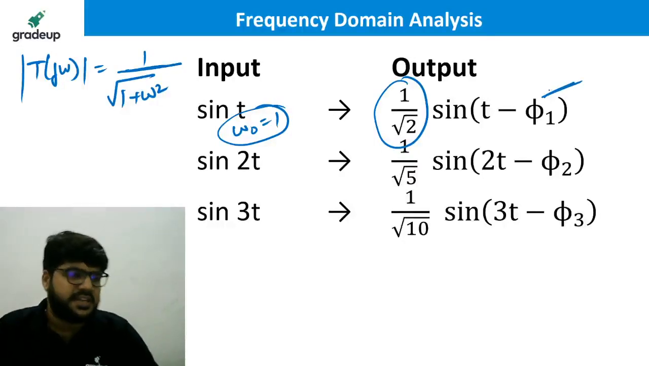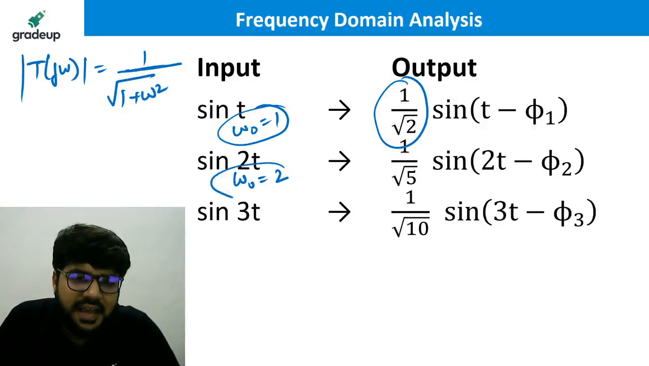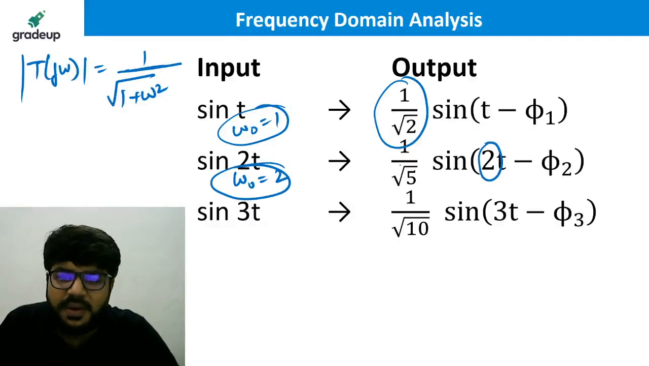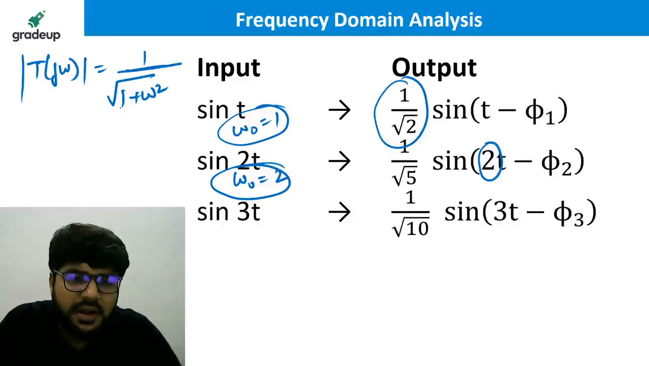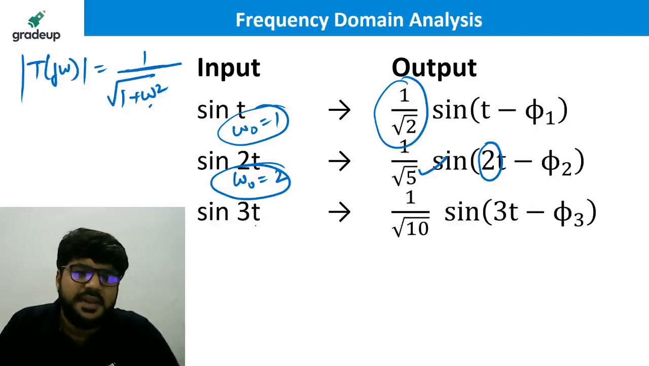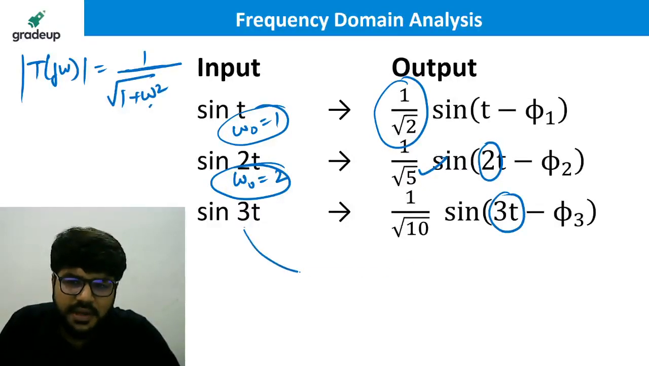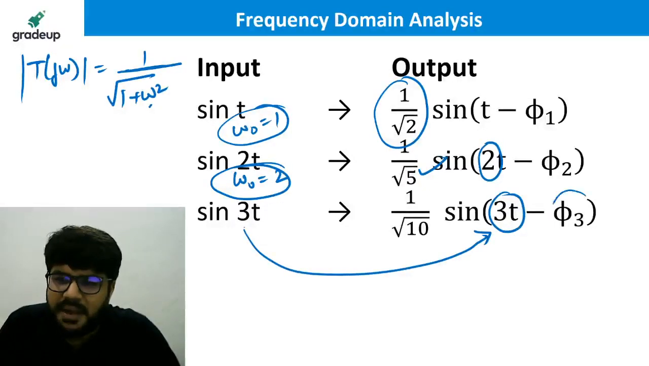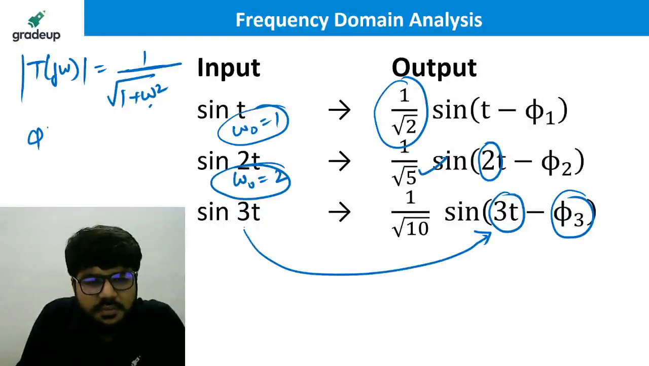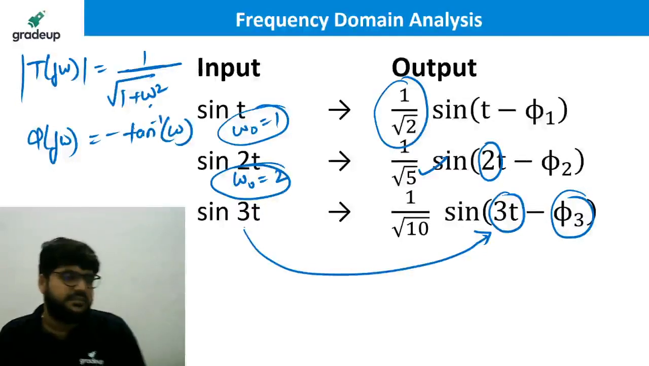I am not calculating the phase right now. Just observe the amplitude. Then I consider another sinusoidal signal having the frequency 2. Output will also have the frequency 2, but what is the amplitude of the output? It is 1 upon under root 1 plus 2 square, so that becomes 1 by root 5. Similarly, if the frequency is 3, it becomes 1 by root 10 into sin(3t minus phi 3), because that phi function will also come. Phi(j omega) was equal to minus tan inverse omega. Understand this with respect to the same question which I have given you last.